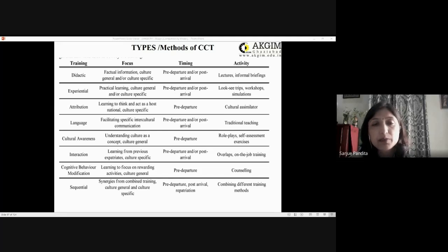Basically, it aims at preparing the expatriate in a more direct way, building beyond the mere intellectual experience. Then we have attribution training. When we talk about attribution training, it is learning to think and act as host-country specific. It tries to give the expatriate skills in thinking and acting as a host national.